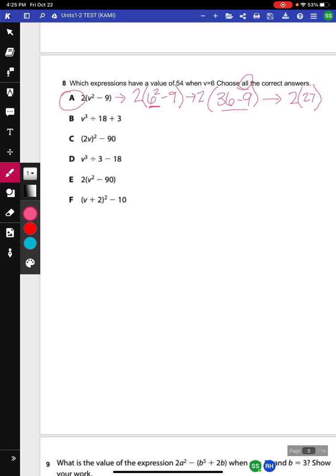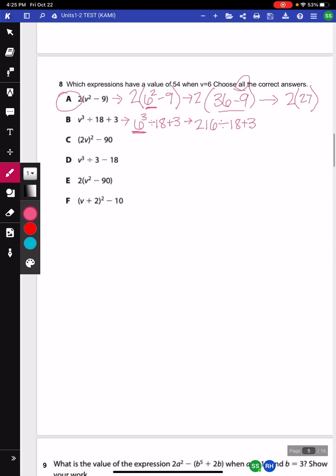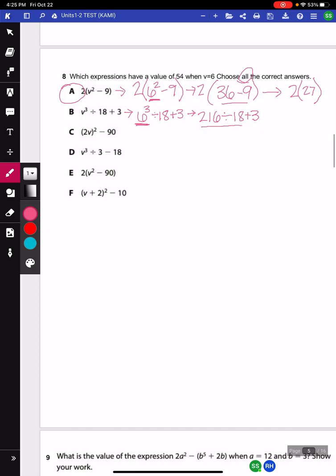For B, I'm going to substitute 6 where the v is, so 6 cubed divided by 18 plus 3. Order of operations says do exponents before division or addition. So 6 times 6 times 6 is 216. I'm going to rewrite everything else. I know that division has to come before addition. So 216 divided by 18 is 12 plus 3. And 12 plus 3 is 15, which is not 54.